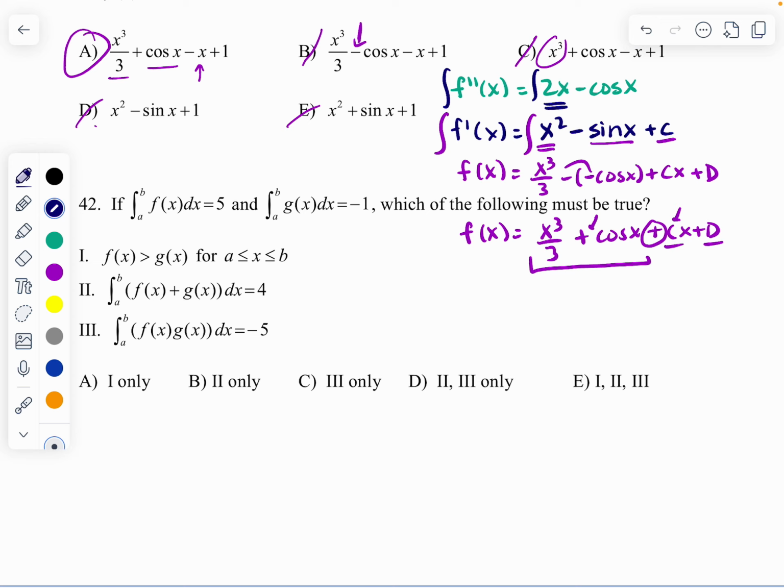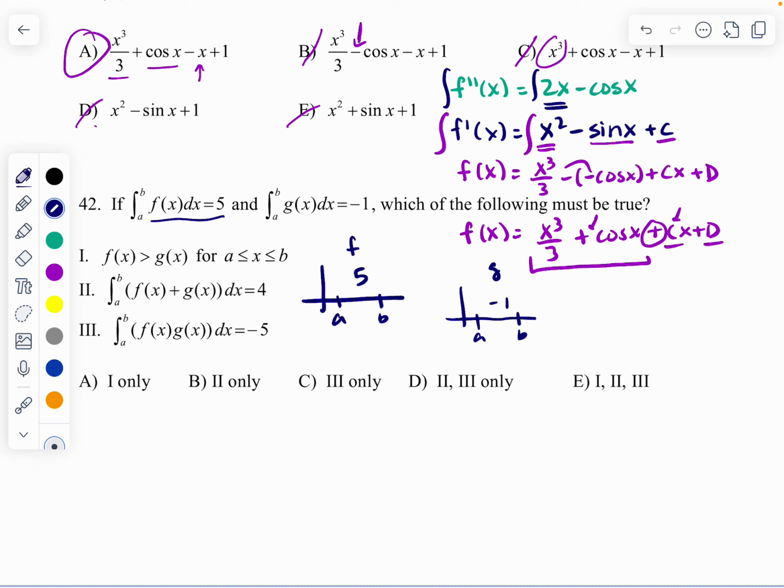Okay, so it's saying that there's some function. Maybe you could draw it up like this. And it says from a to b, the area under the curve is 5. Okay, so I don't know, whatever, the area under the curve is 5. And so this is function f. And then another function from the same a to b, this is g, the area under the curve is -1.